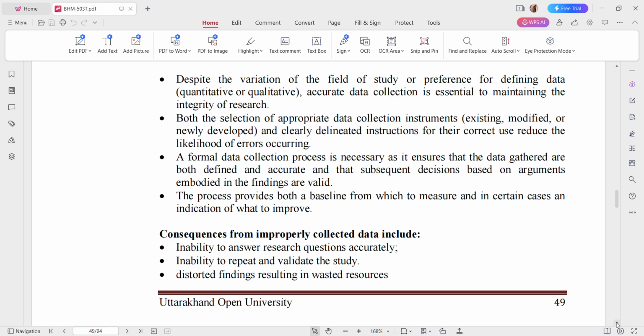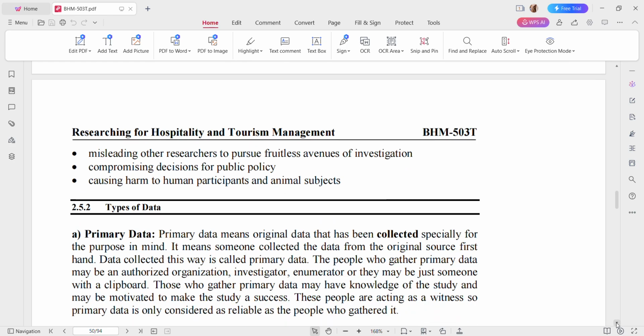of data gathering. Now, inability to repeat and validate the study, distorted findings resulted in wasted resources. This is what I'm talking about, no? That when you follow or do improper data collection, then you will be wasting your resources because hindi mag-match yung answer natin, hindi tama yung process na ginamit natin. So when we present it to the big audience, then mako-question yung validity ng results natin kasi nga mali yung process na ginamit natin, no? So distorted findings, and then of course you'll be wasting your resources because you're gonna repeat the process again just to arrive into more valid and more accurate results.